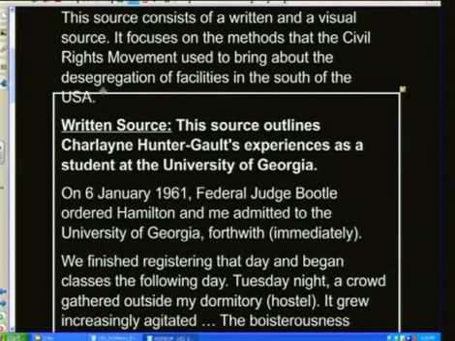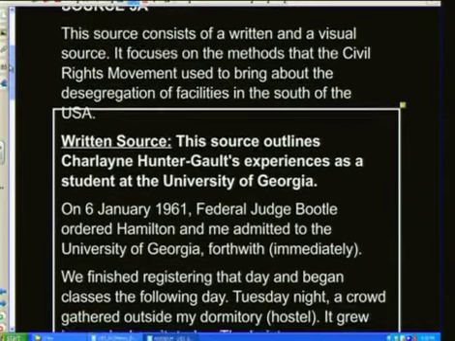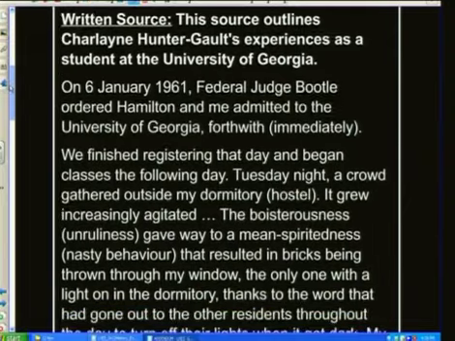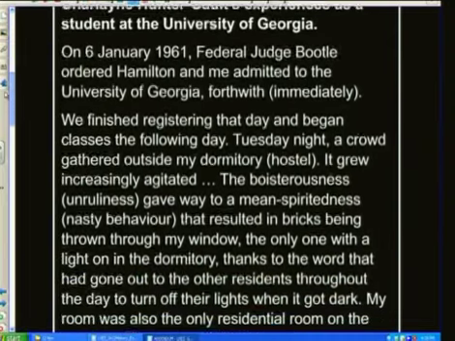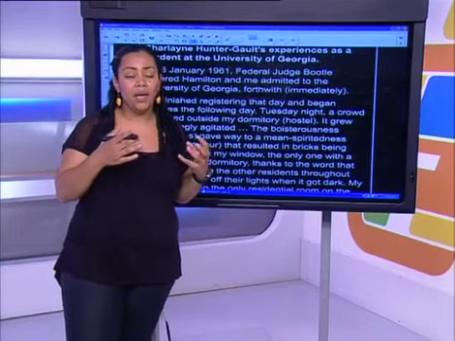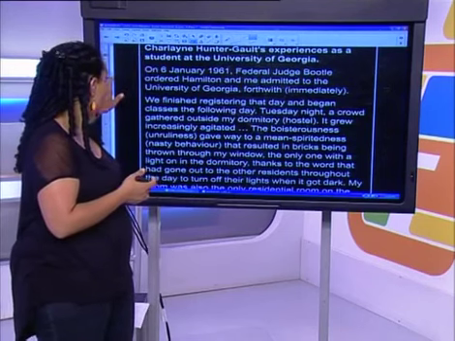So in the written source, it tells us it's an eyewitness account, or rather the experiences of a young lady, Charlene Hunter Galt's experiences, okay, where she speaks about being in her university hostel and people coming up and throwing bricks through her window and feeling very afraid during this particular assault, okay?